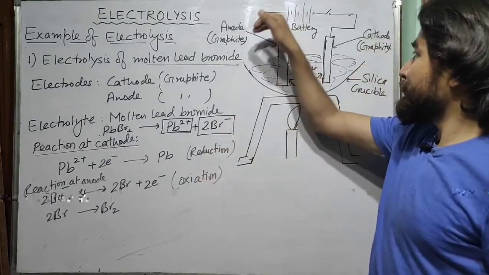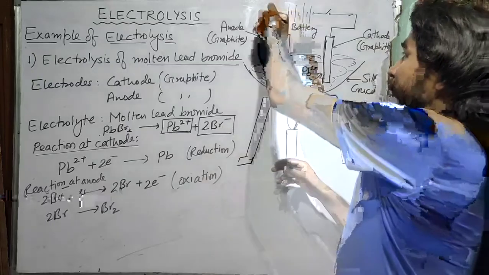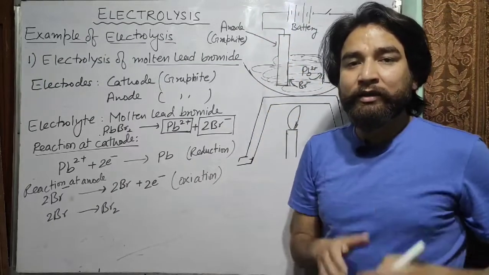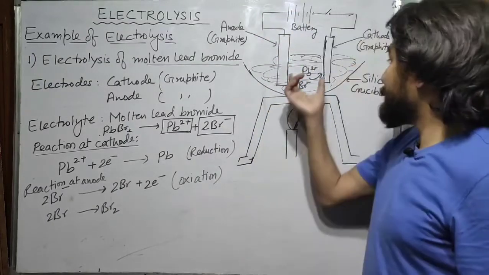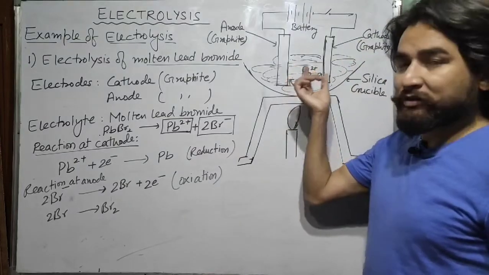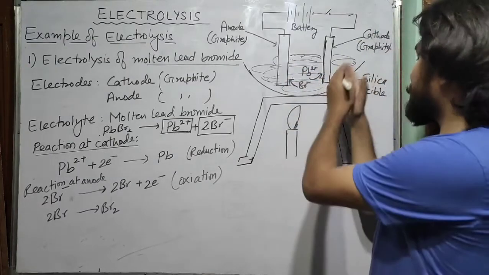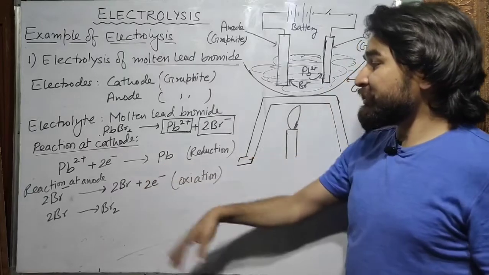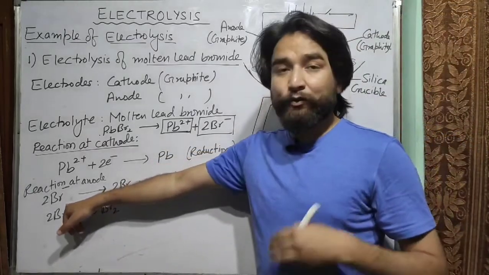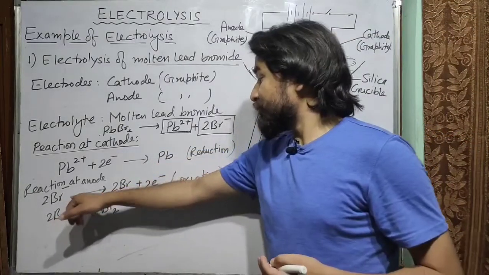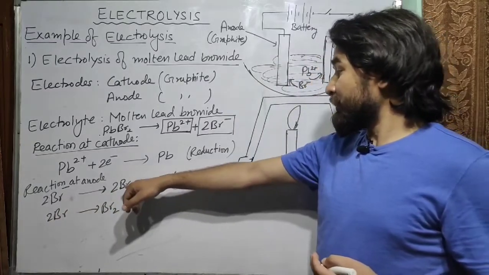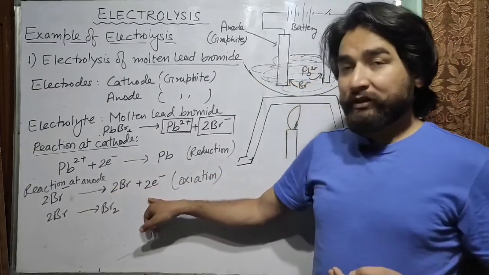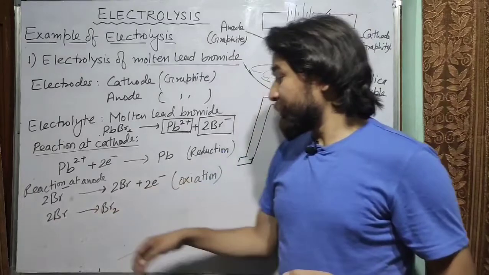So you can see, when the current is drawn in the electrolytic solution, what will happen? The positive lead ions will migrate towards cathode. They will get neutralized there. Negative ions, we have only bromide ions. Bromide ions will migrate towards anode and they will lose their electrons there, so they will form bromine molecules.